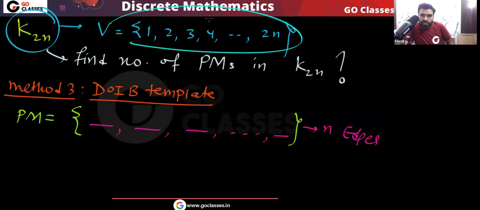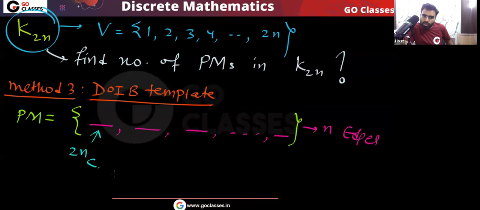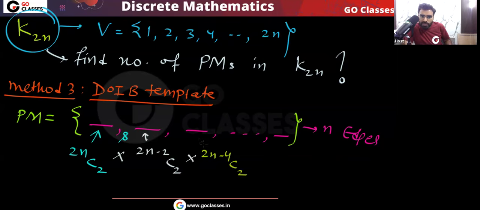So very simple. From these 2n people, you choose two people and you put that edge here. Then from the remaining 2n minus 2 people you choose two people and you put them here. Correct? Okay, and so on. From the remaining 2n minus 4 people you choose two people and you put them here, and so on. At the end, from the last two people, you choose two people and put them here.